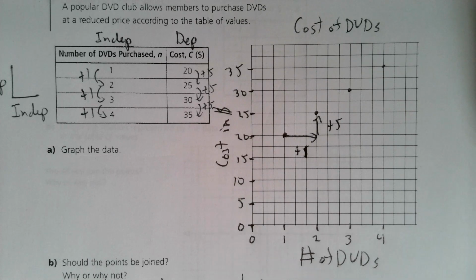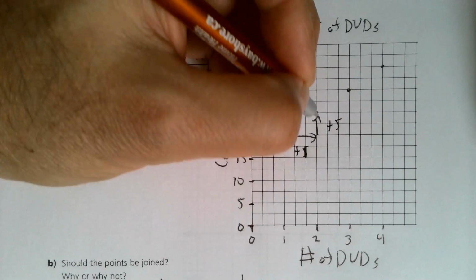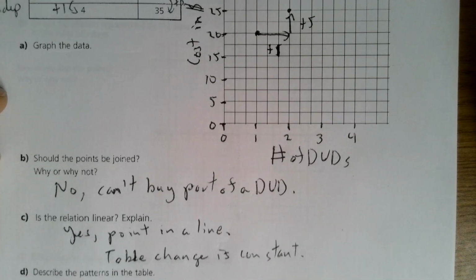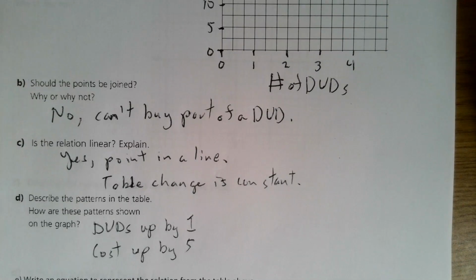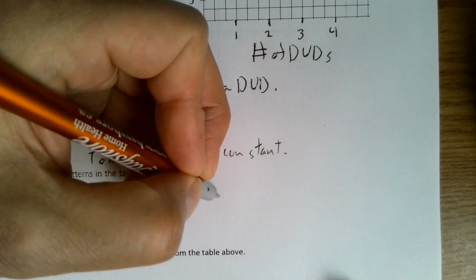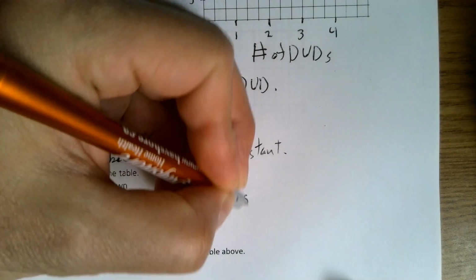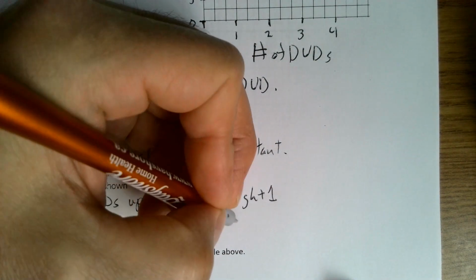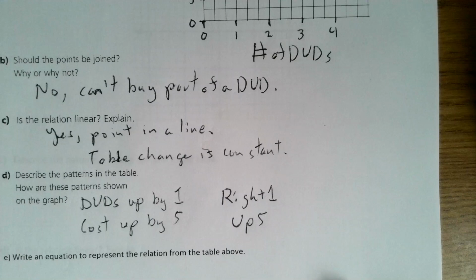So what's the pattern on the graph? It happens every time we go right 1, up 5, right 1, up 5. Because DVDs are going up by 1, on the graph, we go right 1. And then because the cost is going up by 5, we go up 5. So that's the pattern on the graph.